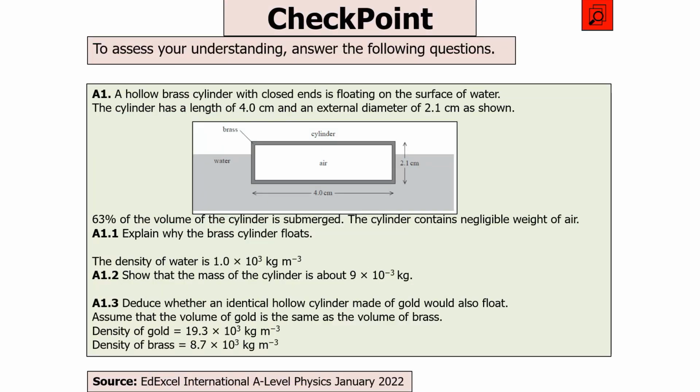The next question says, a hollow brass cylinder with closed ends is floating on the surface of water. The cylinder has a length of 4.0 centimeters and an external diameter of 2.1 centimeters as shown. 63% of the volume of the cylinder is submerged. The cylinder contains negligible weight of air. Explain why the brass cylinder floats. Then the density of water is 1.0 times 10 to the 3 kilograms per meter cubed. Show that the mass of the cylinder is about 9 times 10 to the minus 3 kilograms. Then deduce whether an identical hollow cylinder made of gold would also float. Assume that the volume of the gold is the same as the volume of the brass.